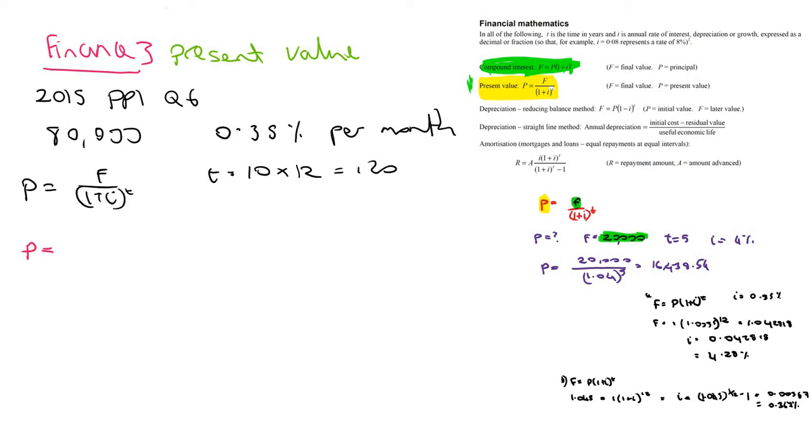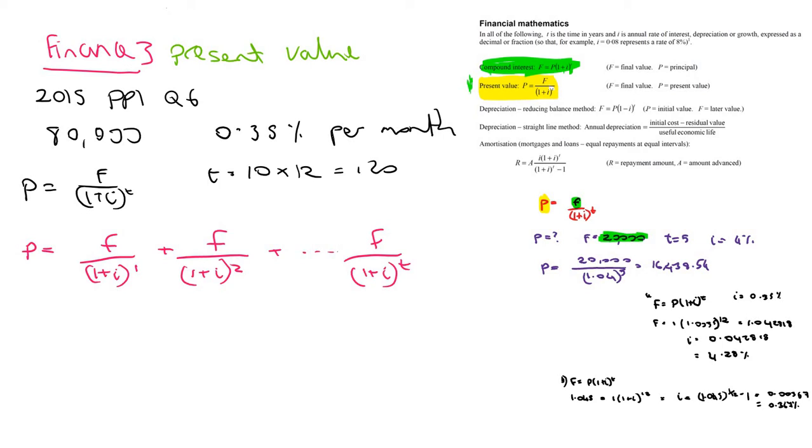Present value is equal to the future payment over 1 plus i to the power of 1, for the first month, plus the second payment, which has been there for 2 months now, and plus all the way to the end time, which is 120 months. So we need to work out what that future payment is going to be.